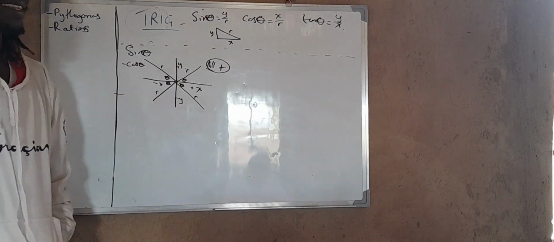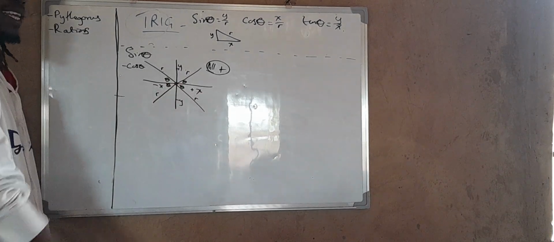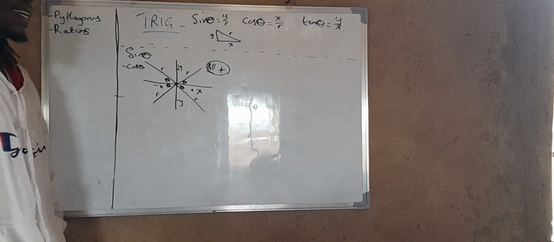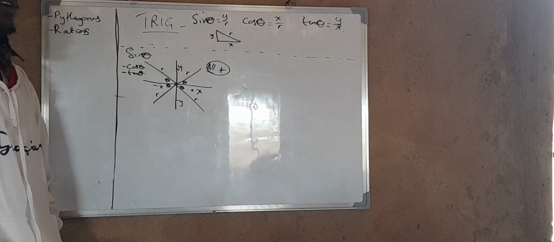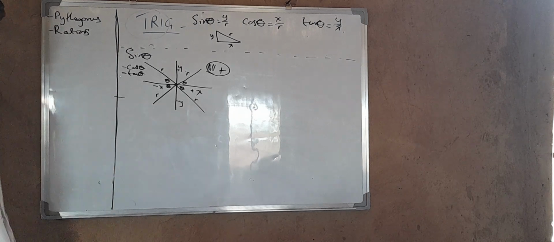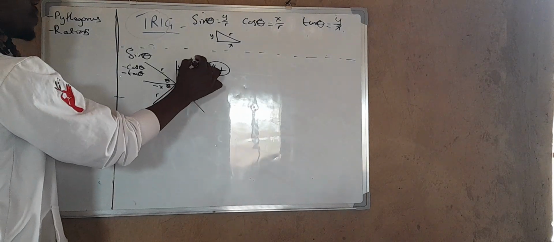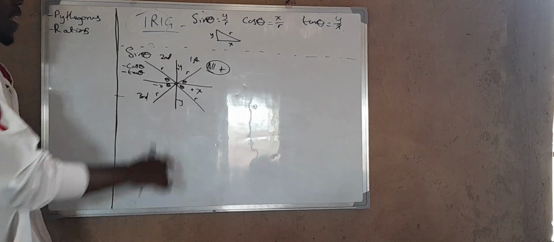What about tan theta? Tan theta is y over x. Our y is positive, our x is negative. So it means that it becomes what? Negative. So here we are going to have negative tan theta. So it means that only sin is positive in that quadrant, right? And then we move to the third quadrant. So this is our first, our second, our third, right?